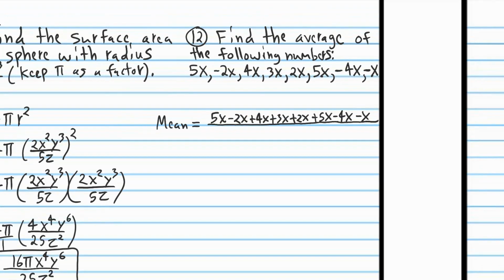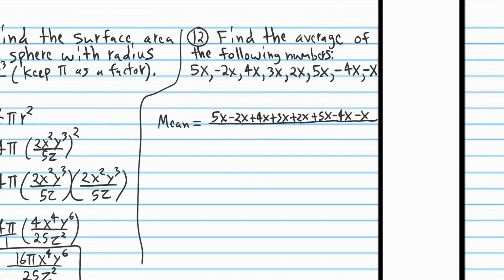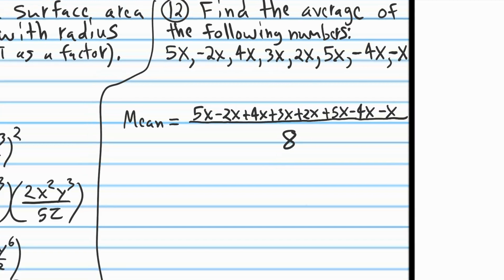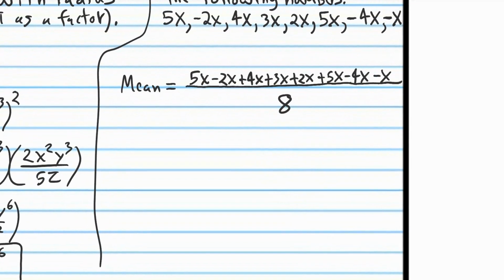Then we can put a divider. So let's double check that I got all those numbers right. 5x minus 2x plus 4x plus 3x plus 2x plus 5x minus 4x minus x. That looks right. So there's 1, 2, 3, 4, 5, 6, 7, 8 numbers. So we're going to divide by 8. So again, that's the definition of average, and average means the same thing as mean.